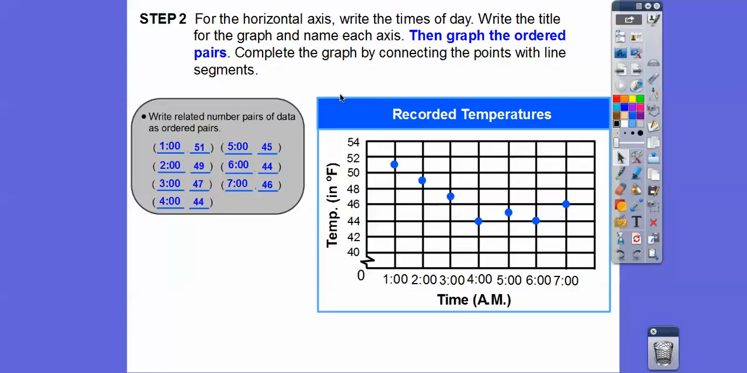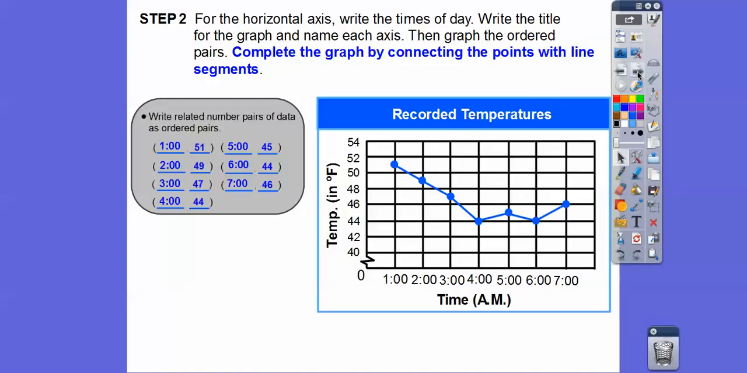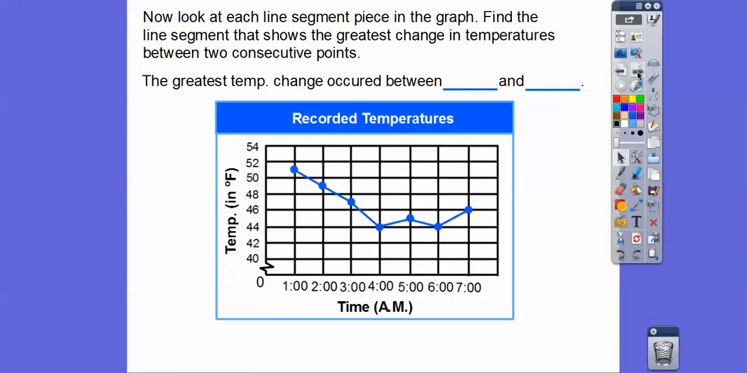Okay, now we're going to complete the graph by connecting the points with line segments. Okay, so there it is right there. Now there's our line graph right there. Okay, so they have little separate line segments connecting all the points right there. And then we can analyze this graph and talk about things. So now look at the line segment piece in the graph.